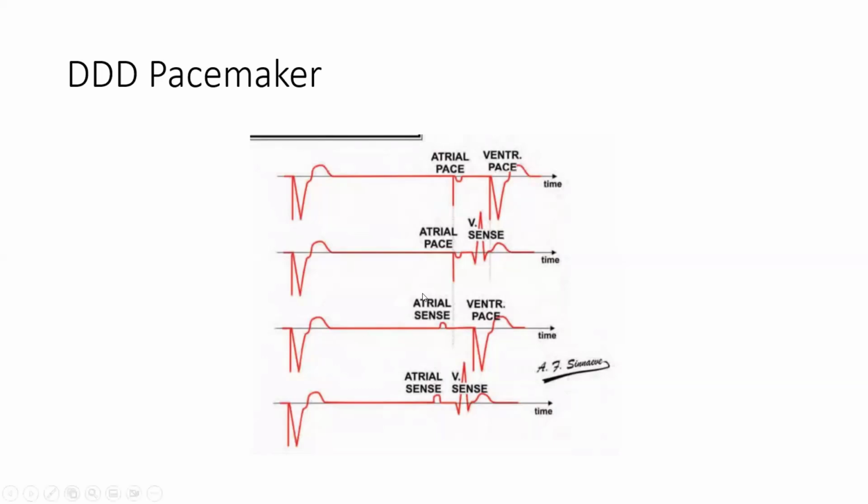So the dual chamber pacemaker can act either pacing the atrium and pacing the ventricle, or pacing the atrium and the P wave is conducted through a normal conduction system, causing a native QRS complex, or it's sensing the atrium and pacing the ventricle, or it senses the atrium and senses the ventricle. Atrial pacing, ventricular pacing, or A pace, V sense, or A sense, V pace, or A sense, V sense. These are the possible combinations that may happen in the ECG of a patient with a dual chamber pacemaker.